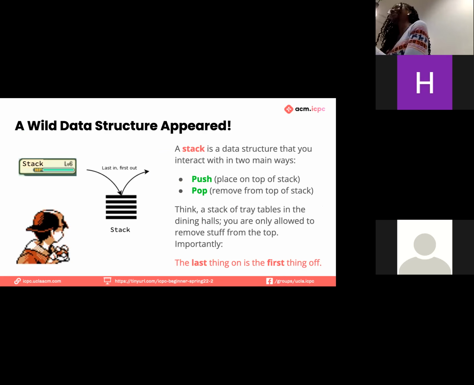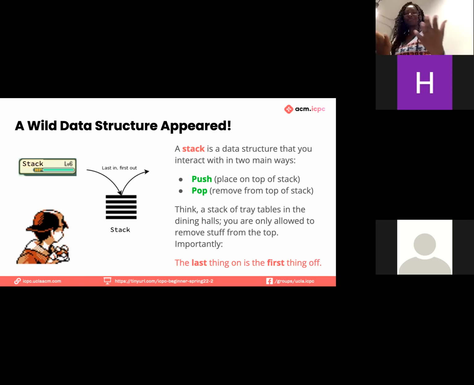I guess maybe you guys are all on the Hill, which is so nice. If you go to a dining hall, you might see a stack of trays that you can use. Theoretically, I guess people at UCLA don't usually use them, but regardless, there are stacks of trays. You meaningfully interact with this stack by putting stuff on top of it or taking stuff off of it. But either way, you're only interacting with the top. You wouldn't usually pick trays from the middle or the bottom.